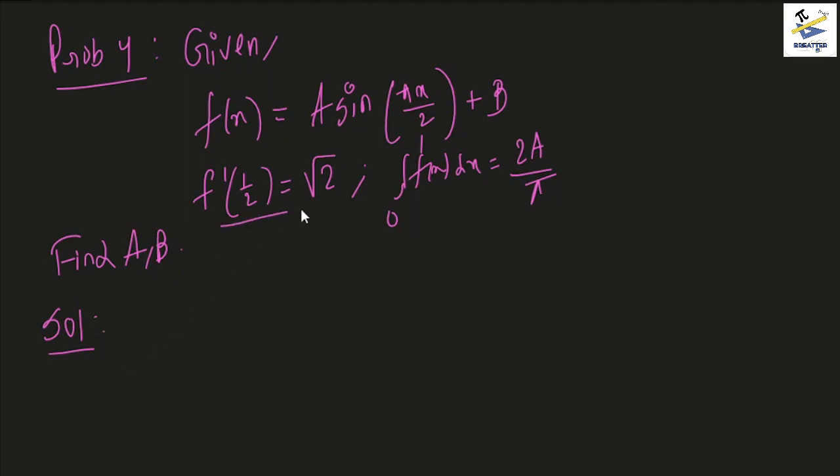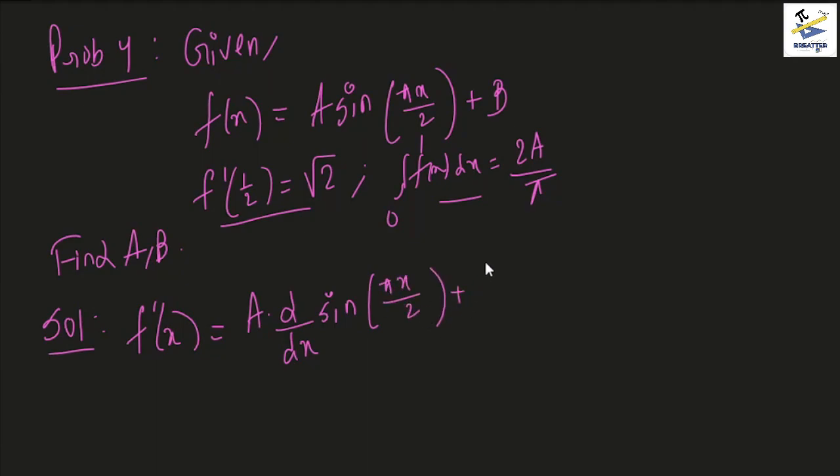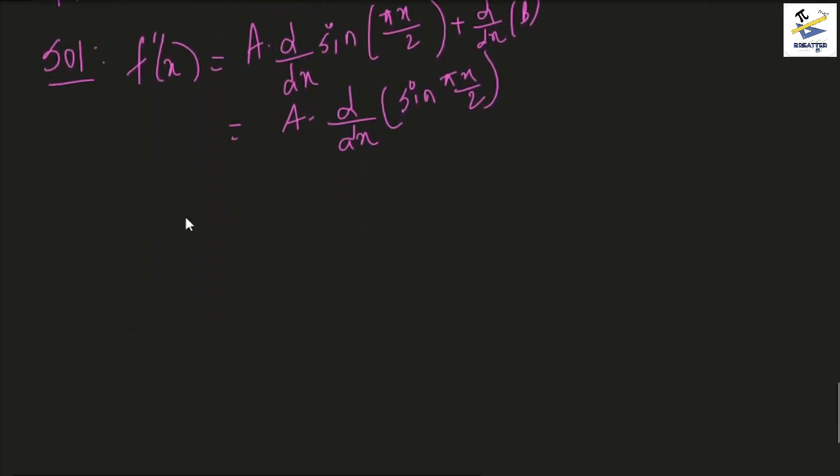So we are given two different conditions here which we need to find out. Firstly, we see that the derivative of f(x), f dashed x, should be a into d/dx of sine of pi x by 2 plus d/dx of b. Since b is a constant, this evaluates to a into d/dx of sine of pi x by 2. Now how do you evaluate that?